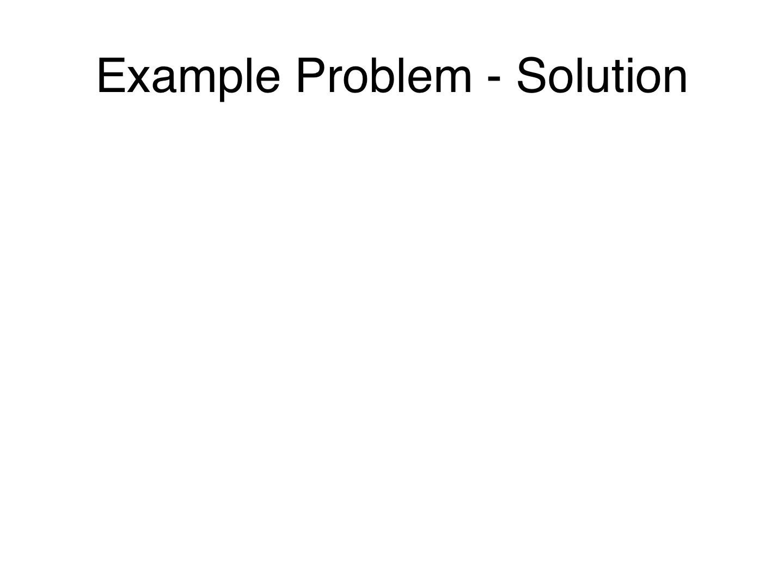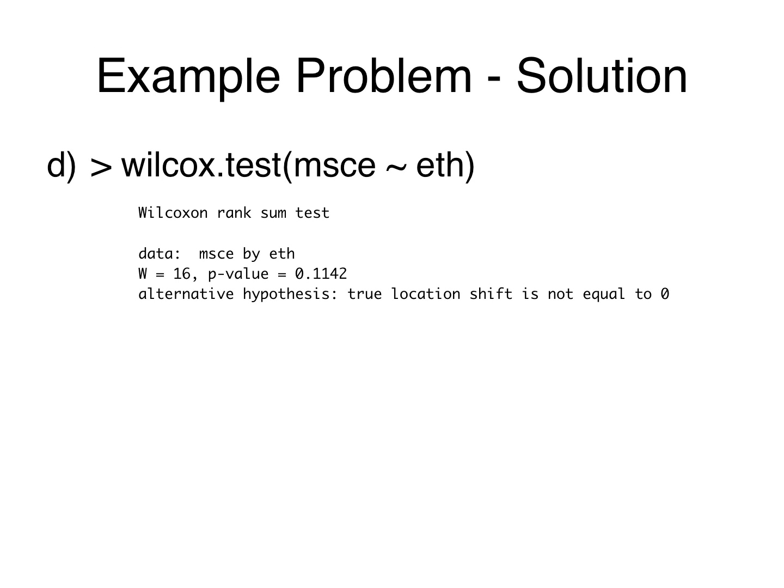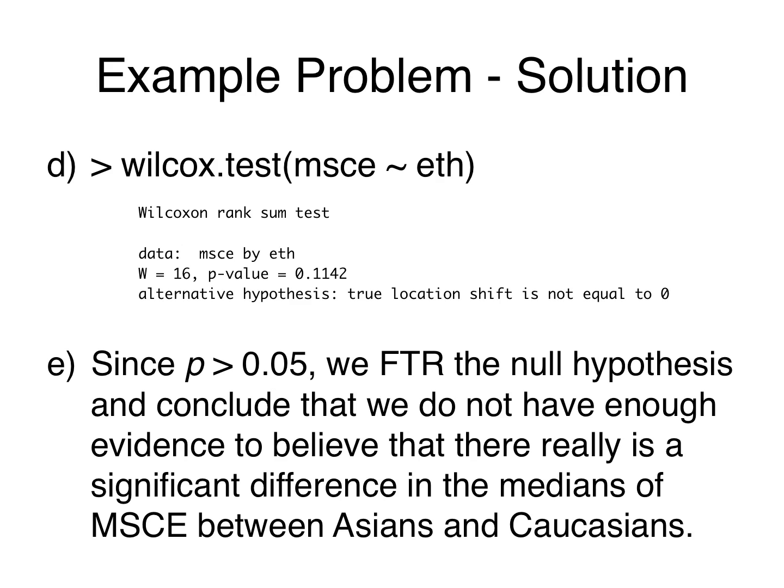So we conduct the Wilcoxon rank sum test in R, which gives us a W statistic of 16 with an associated p-value of 0.1142. Since the p-value is greater than our alpha of 0.05, we fail to reject the null hypothesis and conclude that we do not have evidence to believe that there really is a significant difference in the medians of MSCE between Asians and Caucasians.